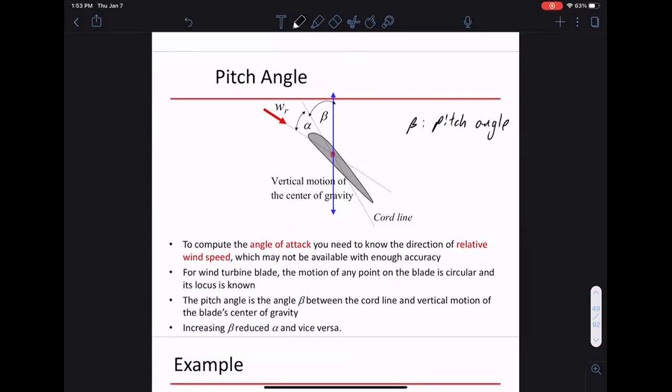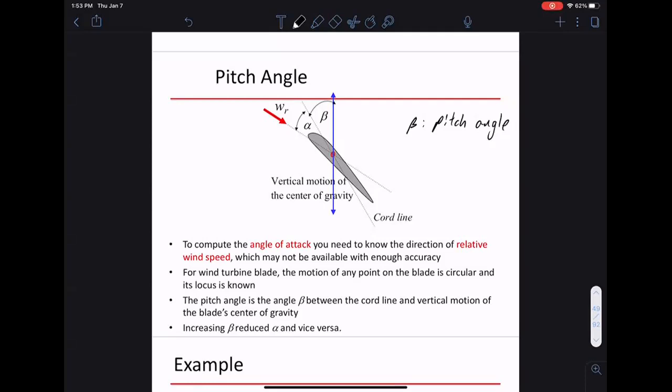Beta is the pitch angle. So pitch angle is the complement of alpha, right? It contains the same information as alpha, but instead of measuring it relative to the wind speed, you measure it relative to this vertical motion. So you know this is turning this way, so you know which direction the blade is pointing. You measure it relative to the direction perpendicular to the blade. This is called the pitch angle.